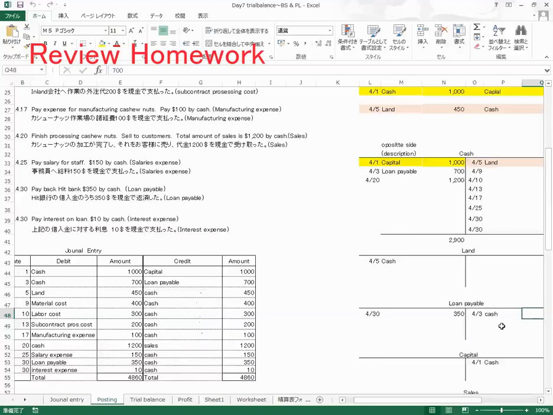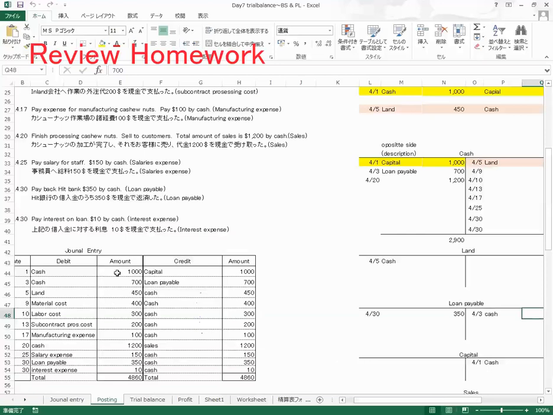If you write down the T account as on the screen, you tend to make mistakes with capital, land, loan payable, and material cost like that. You cannot check, and others cannot check, which is the pair. So you should make clear which is the pair in the postings.